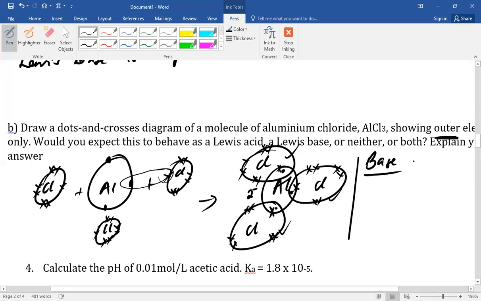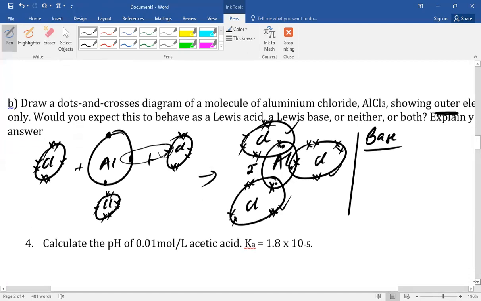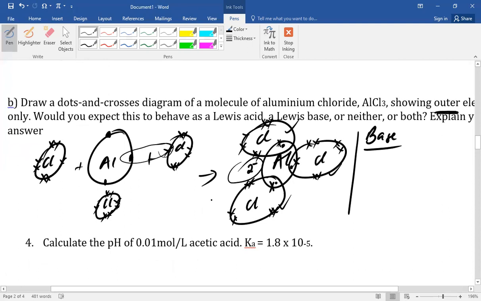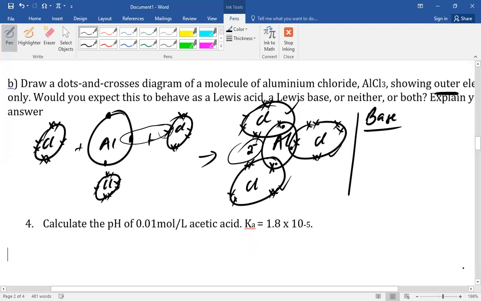Why is it a base? Because it's having a charge of 2 negative. Yeah, so that's why it's a base, and therefore it's expected to be a Lewis base. If the charge was positive, we say that it's a Lewis acid. Okay. So explain your answer here. We're saying that it's because it needs 2 more electrons for it to be fully stable. So the outermost shell needs 2 more electrons for it to be fully stable, because it's got 6.